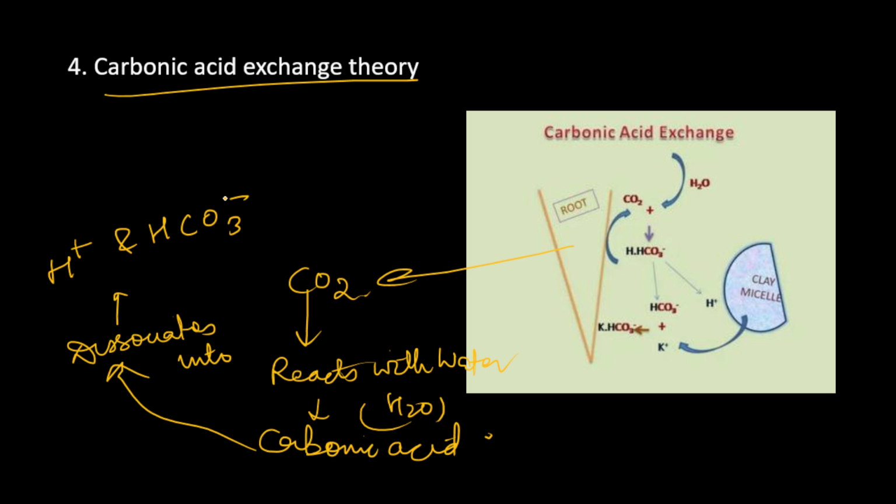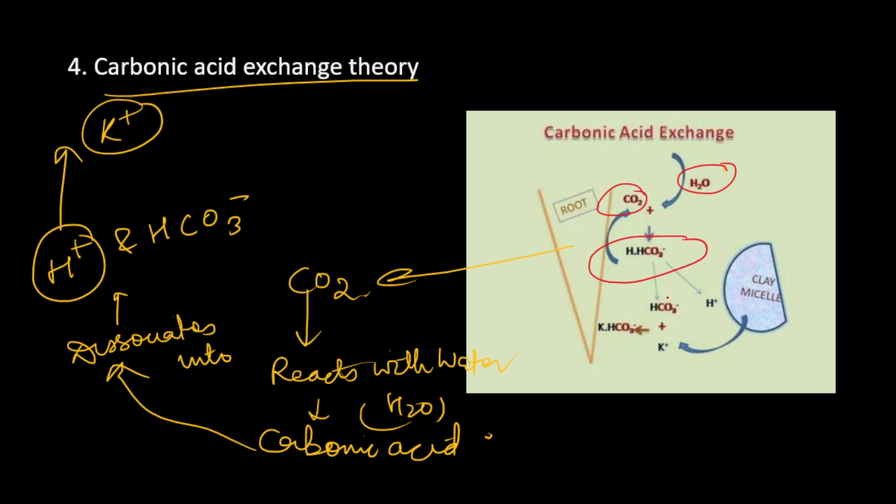Now this H plus ion is exchanged with K plus ion present in clay particles. What you are seeing now in the drawing: this root is releasing CO2. This CO2 is reacting with H2O, and they are forming carbonic acid. And this carbonic acid is then divided into HCO3 minus ions and H plus ions. And this H plus ion gets exchanged with K plus ions while in contact with clay micelle because those are not held tightly. So this is simply what carbonic acid exchange theory is.